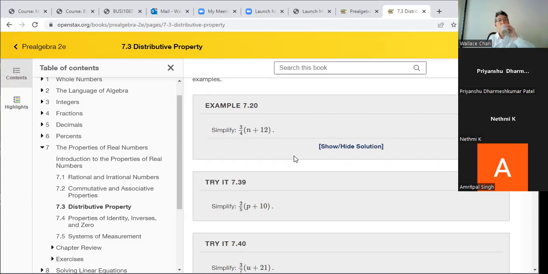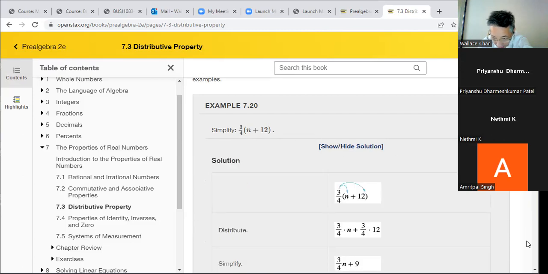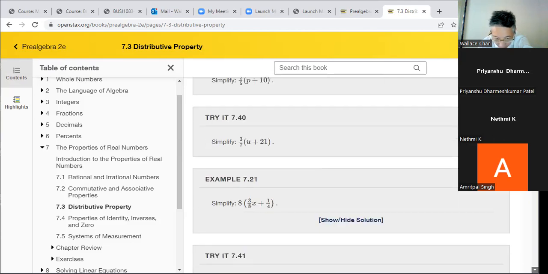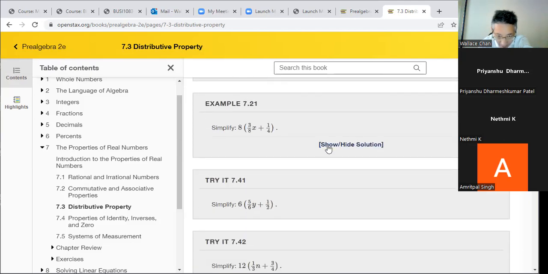3 plus 3. No, in fact, I think your first answer is right. Now, 3 over 4 times n, right? And then 3 over 4 times 12. So 3 times 12 is 36. 36 divided by 4 is 9. So 3 over 4n plus 9. Now, how about this one?